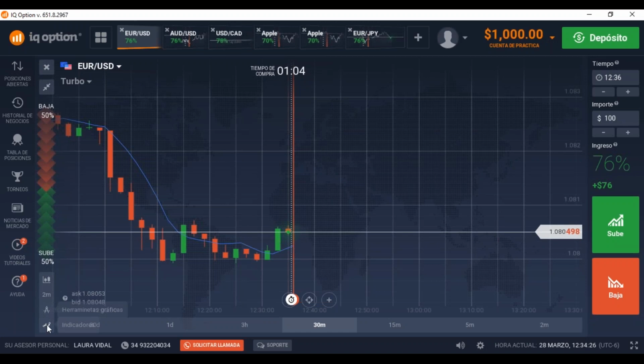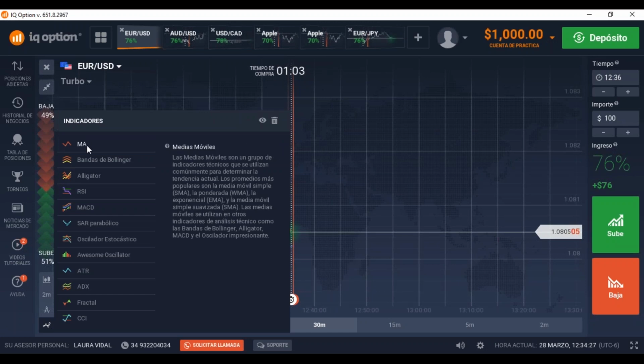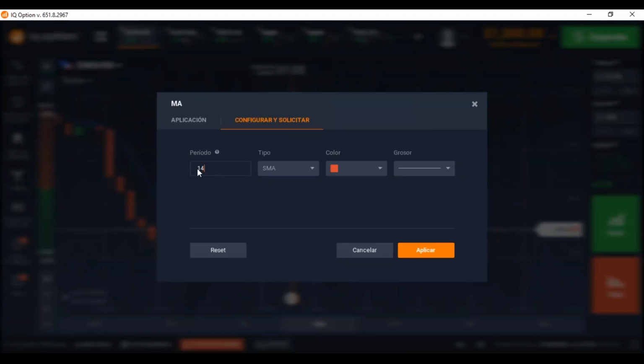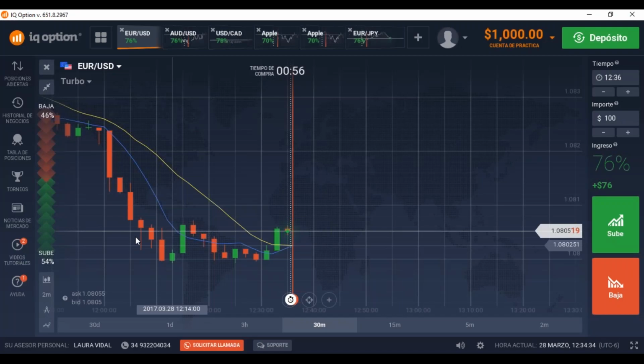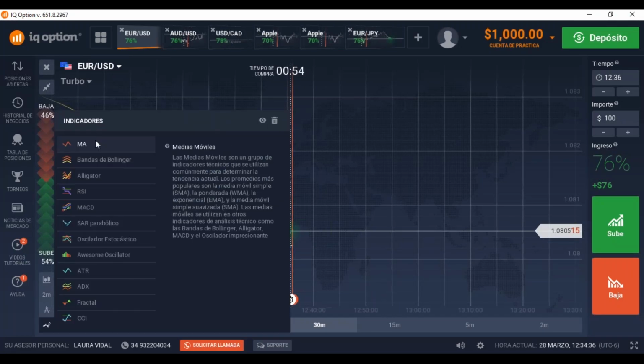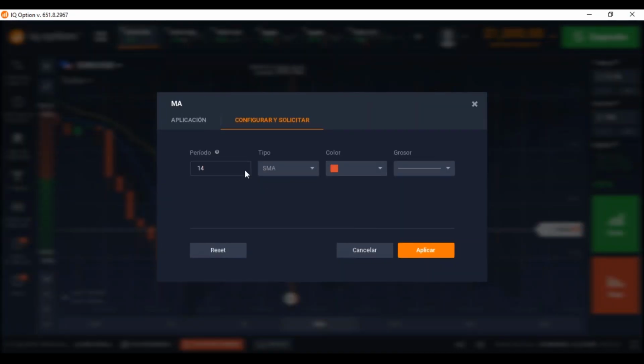There you go. Next one, you're going to choose another moving average. You're going to have the period of 14. You're going to choose the color yellow and apply it. There you go. Perfect. And next one, you're going to choose a color red and a period of 26.